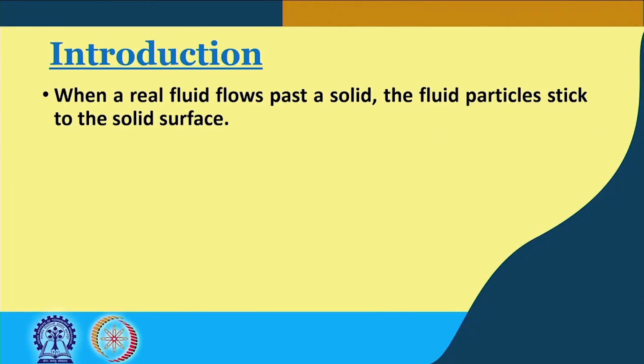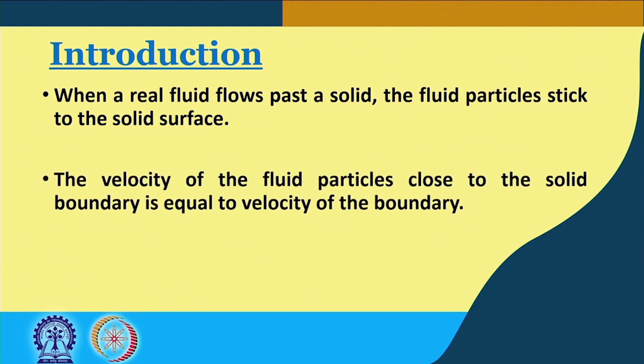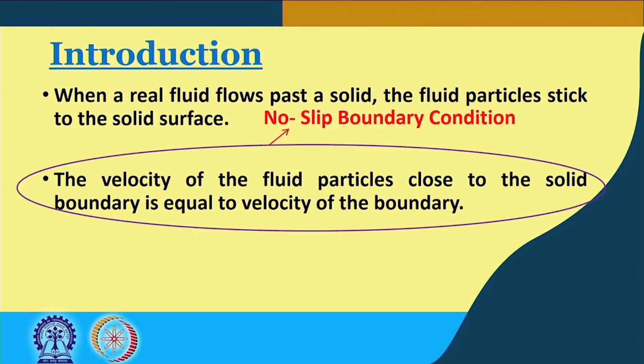So when a real fluid flows past a solid, the fluid particles stick to the solid surface. So that is one of the phenomena that happens, and the velocity of the fluid particles close to the solid boundary is actually equal to the velocity of the boundary, and this phenomenon is called the no slip boundary condition.